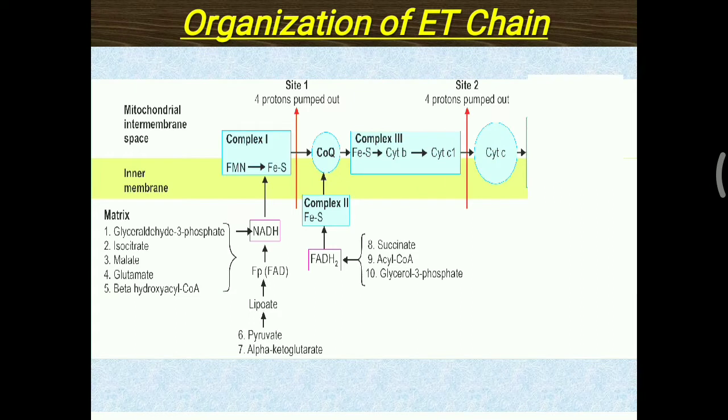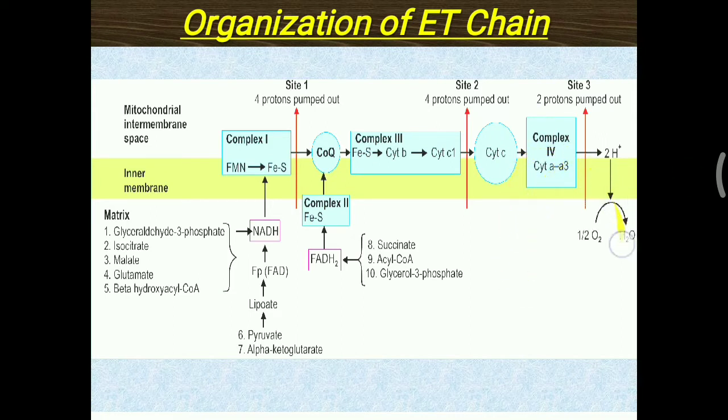Now CoQ will transfer electrons to complex 3, and complex 3 will transfer electrons to cytochrome C. Now cytochrome C will transfer electrons to complex 4. This complex 4 lastly transfers electrons to oxygen, and oxygen is converted into the water molecule.